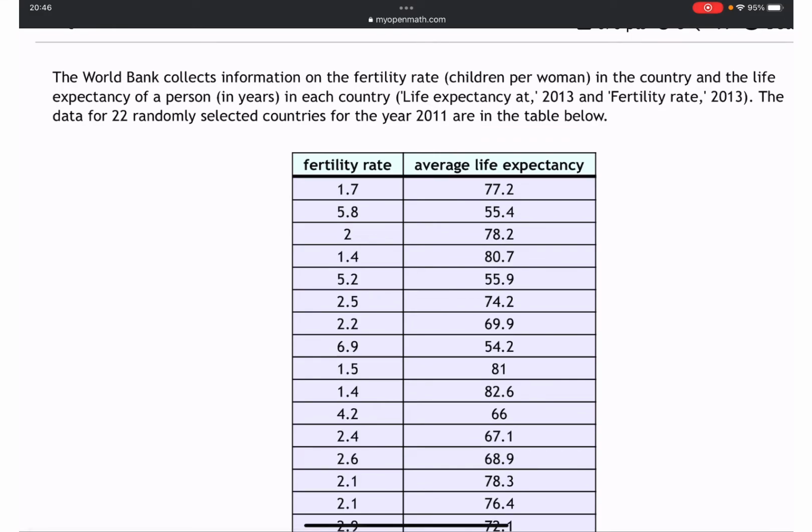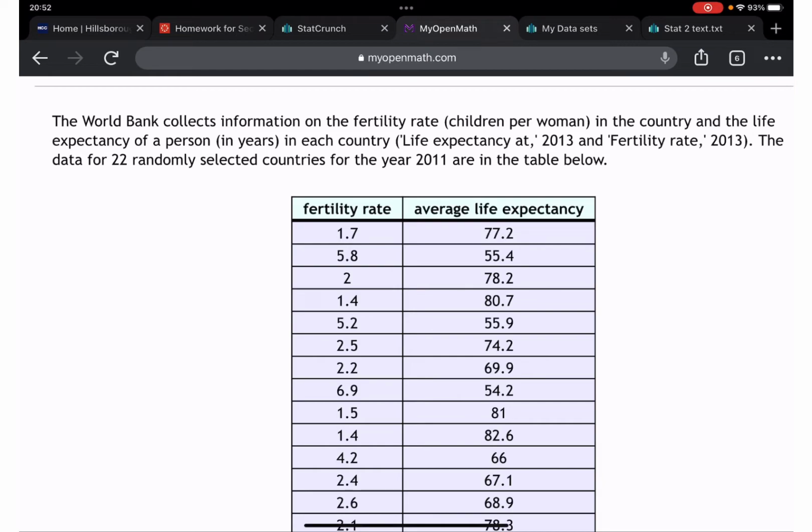Now moving to next one. Let's see what we have in here, what we are going to do. The World Bank collects information on the fertility rate, children per woman in the country, and the life expectancy of the person in years in each country. Life expectancy is 2013, and fertility rate is 2013. The data for 22 randomly selected countries for year 2011 are in the table below.